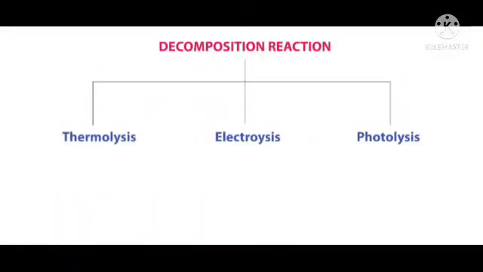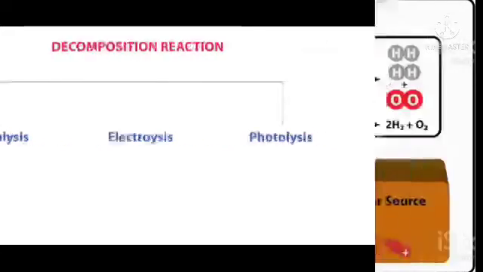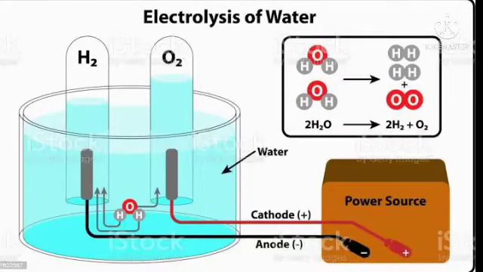There are 3 types of decomposition reaction: thermolysis, electrolysis, and photolysis. Electrolysis. When a substance is decomposed by passing electric current, the process is called electrolysis. Example, 2H2O gives us 2H2 plus O2.